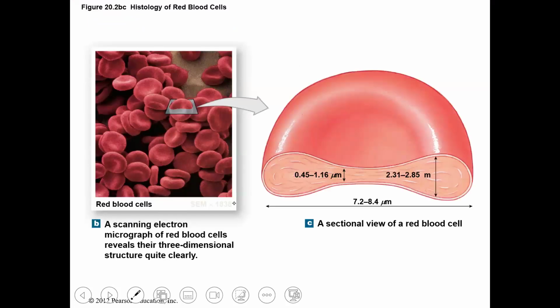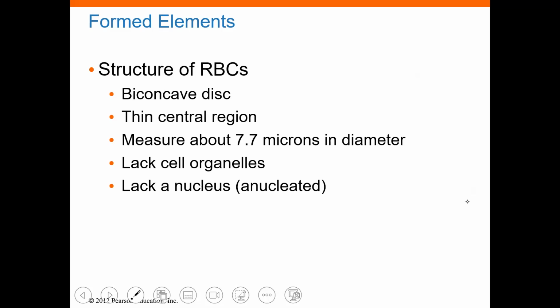And here is a typical red blood cell. You can see it's biconcave, so on both sides it has this concave dip in the middle. You can see narrower here and wider here, and we'll look at that. So it's a biconcave disc with a thin central region, measuring about 7.7 microns in diameter. It lacks organelles, the little tiny organs. It also lacks a nucleus, or what we would call anucleated.